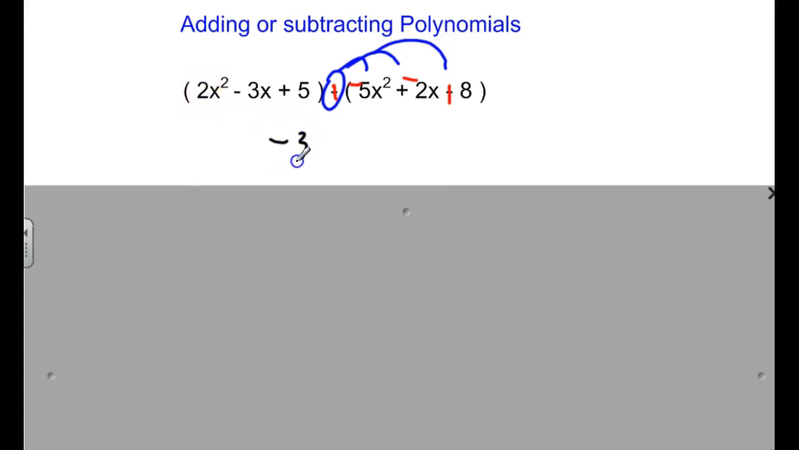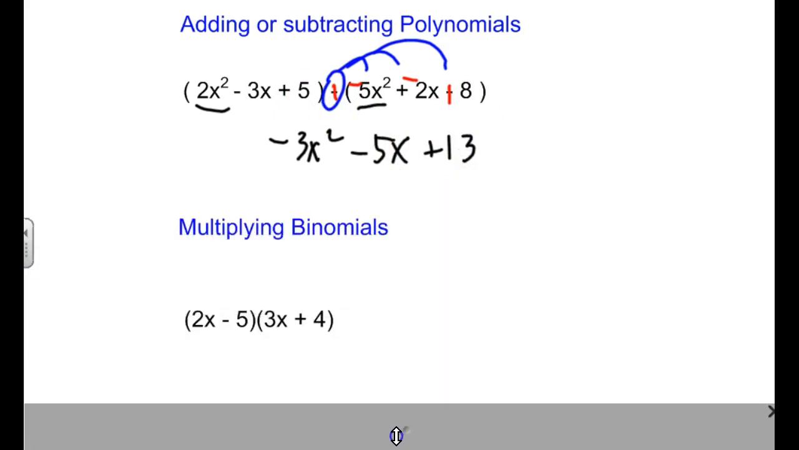So it'll be -3x squared. The x squareds go together. -3x plus -2x is -5x, and 5 plus 8 is plus 13. And you know how to do problems like that. I think you know how to do these.